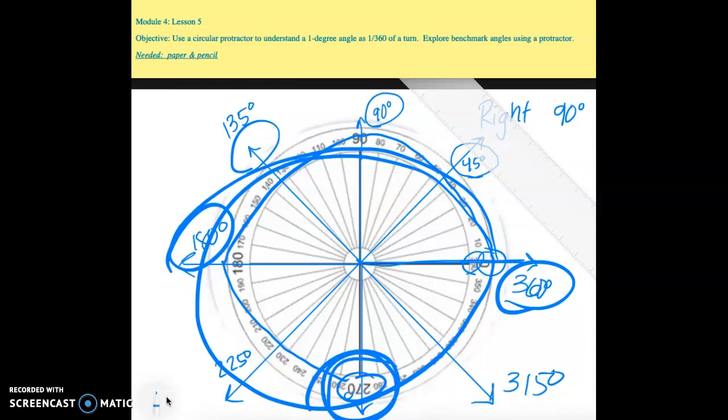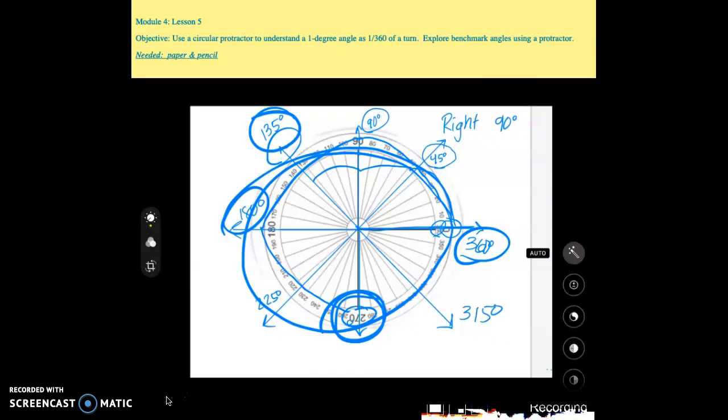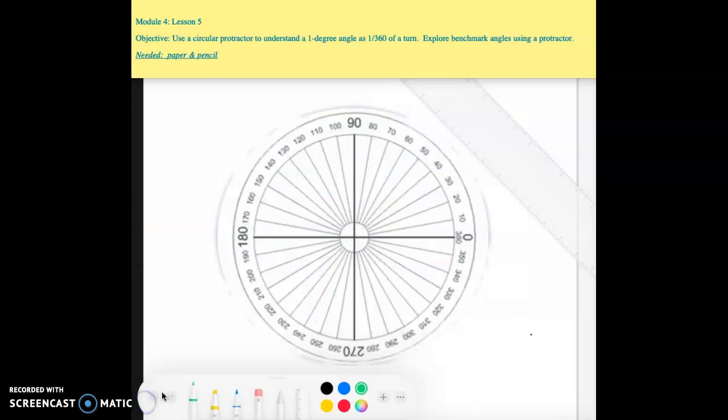What if I did a 45-degree turn 3 times? 1, 2, 3. That would be 135 degrees. All right, let's move on to our next benchmark angles. All right, our next set of angles, we're going to do 30 degrees. So before we did increments of 45 degrees, now we're going to do increments of 30 degrees.